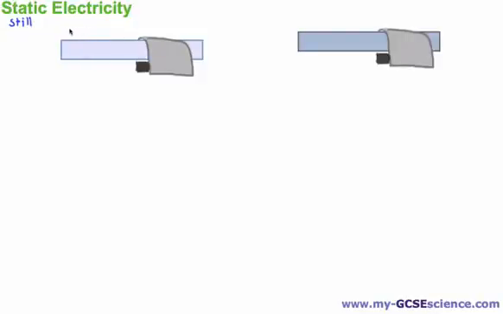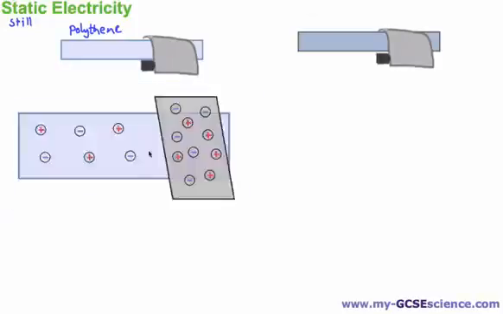Now one example of that happening is with a polythene rod. And polythene is just a kind of plastic. If it's rubbed by a dry cloth, what can happen is the rod can actually become electrically charged, as can the cloth. And what tends to happen is this scenario here.